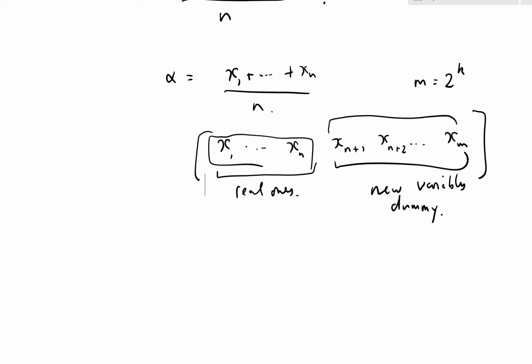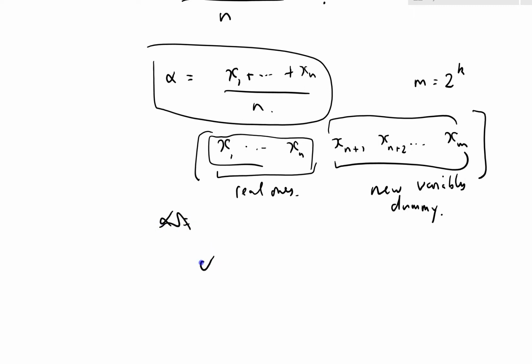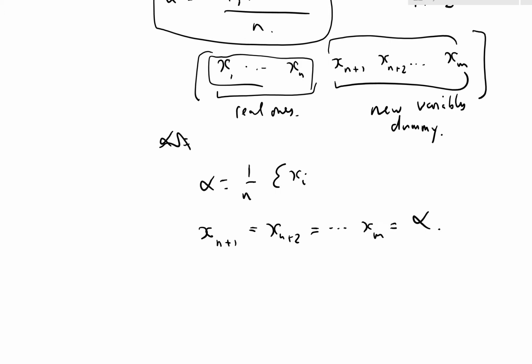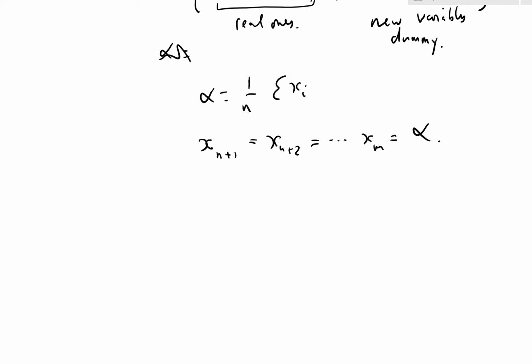Well, here is my arithmetic mean: alpha equals 1 over n times the sum of the xi. I'm going to choose x(n+1) equals x(n+2) and so on. These are all going to be the same. They're all going to be alpha, because that makes the arithmetic mean easy to deal with. And then I'll show you how the geometric mean links to it. So these are my new dummy variables.